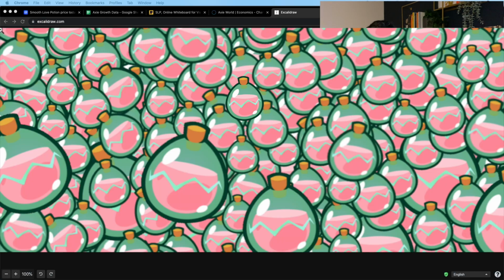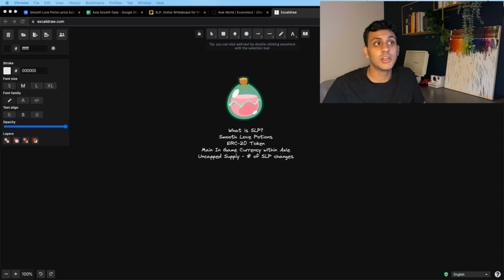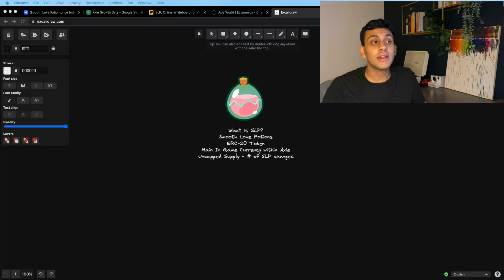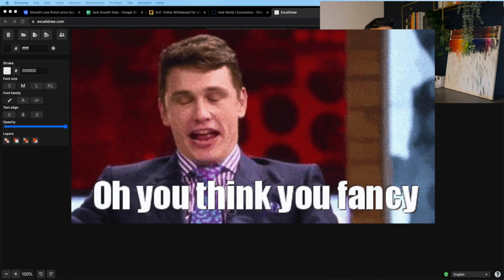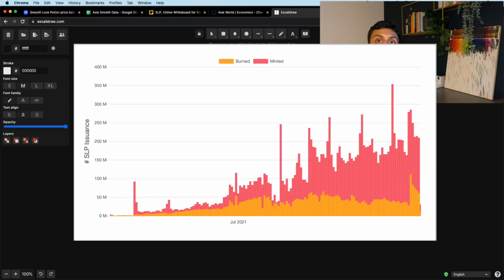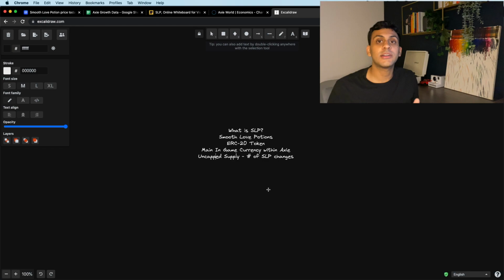What is SLP? SLP is an acronym for Smooth Love Potions. It's an ERC20 token, which means it's a blockchain-based asset on the Ethereum network that has value and can be sent or received. That's a really fancy way to say it is indeed a digital currency, and it's the main in-game currency used within Axie Infinity. And it has an uncapped supply. That means the amount of SLP that exists changes over time, so SLP can be created or destroyed, and I'll get into that in a little bit.